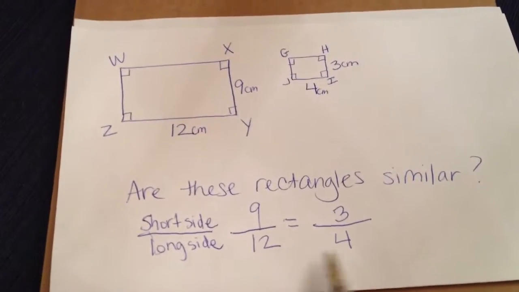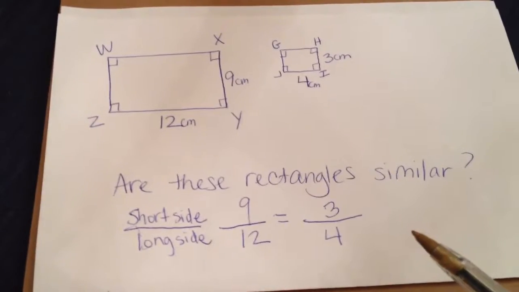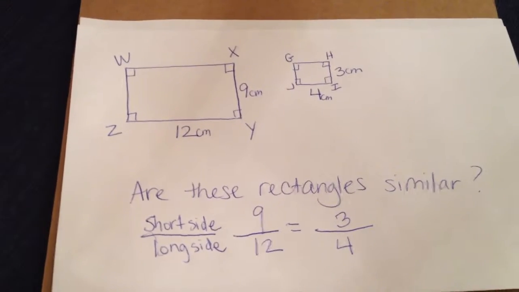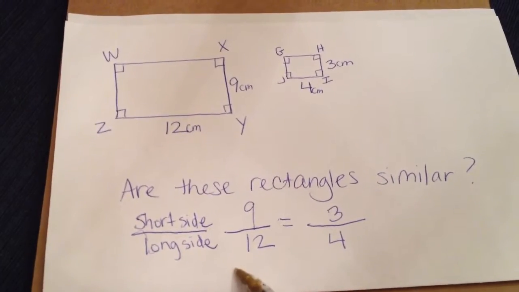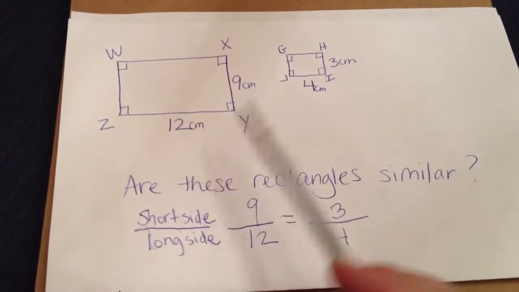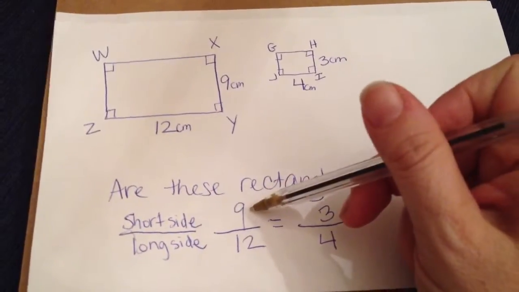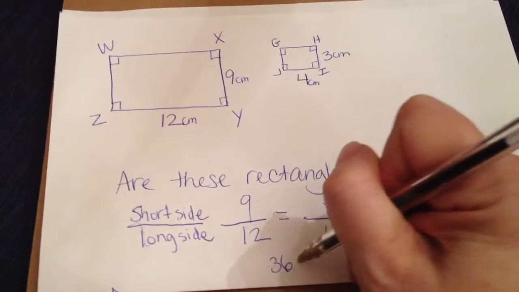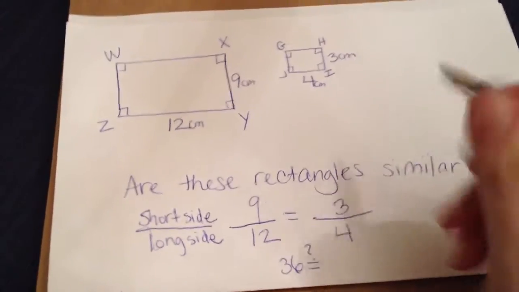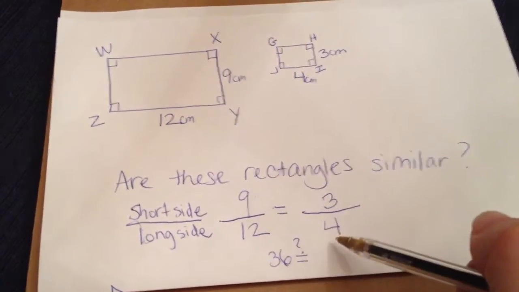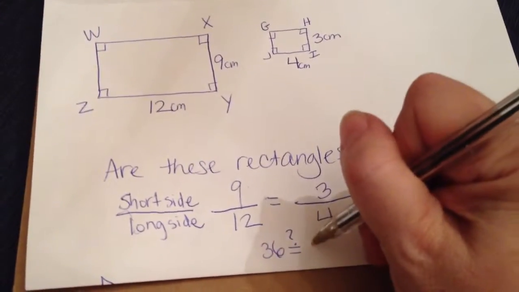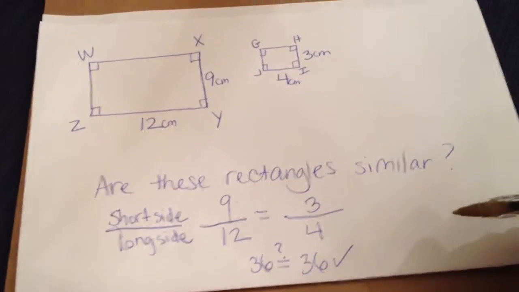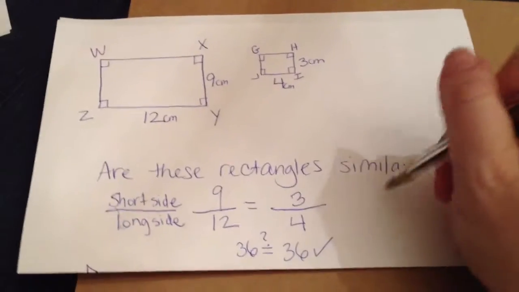We can either look at these and know that we have two equivalent fractions, so they are proportional, or we can cross multiply to show that the cross products are equal. They will be equal if these two are proportional. So we do the cross products. 9 times 4 is 36. And we want to see if that's equal, so we put an equal sign with a question mark. 12 times 3 is 36. So they actually are equal to each other. And so we know that, yes, these two rectangles are similar.